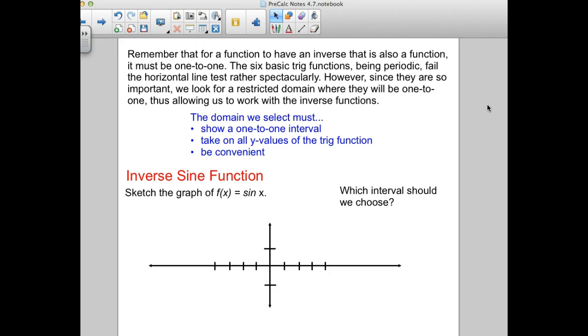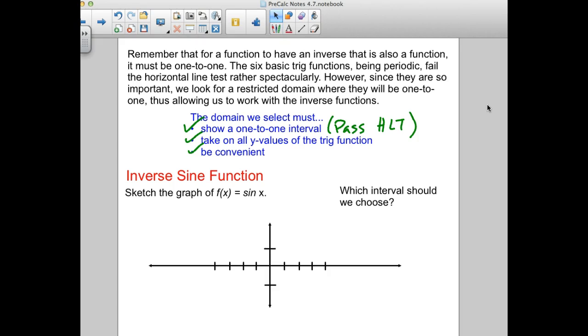So the domain that we are selecting has to fit these criteria. It has to show a one-to-one interval. That means it has to pass the horizontal line test. It has to take on all y values of the trig function, and it has to be convenient. So those are the three things we are going to look for.